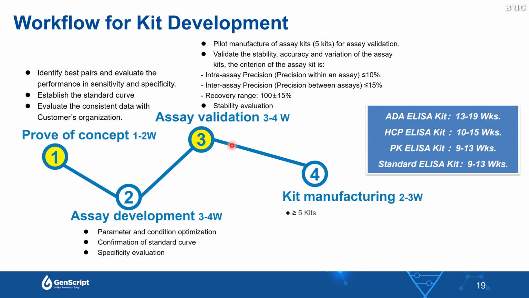After all these pass, then we will perform the kit manufacturing, which requires 2 to 3 weeks. Customers can order starting from 5 kits. In the normal drug discovery and development process, PK, ADA, HCP ELISA kits are commonly used. In ADA ELISA kit development, we normally require 13 to 19 weeks. In HCP ELISA kit development, we require 10 to 15 weeks. For PK ELISA kit development, we require 9 to 13 weeks.